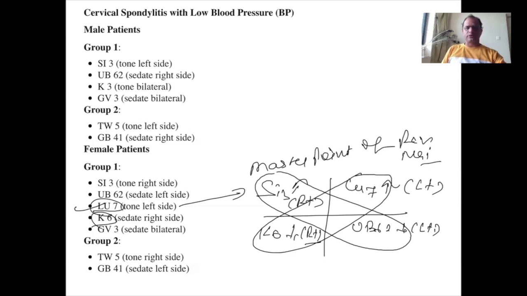If you apply this protocol, it is very much effective not only for the cervical spine but for the entire spine in the female. Whether upper spine, middle spine, lower spine, this protocol is working very nicely. And we can see the immediate effect in the pain. Especially right now we are discussing about the cervical spine, and governing vessel 3 sedation bilateral. So again we are opening the lumbar gate. तो ये हमने प्रोटोकॉल्स लगाया.